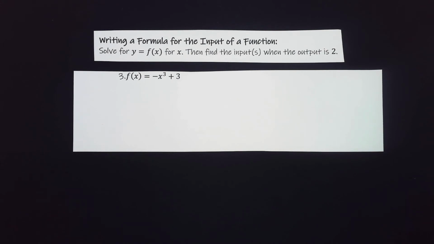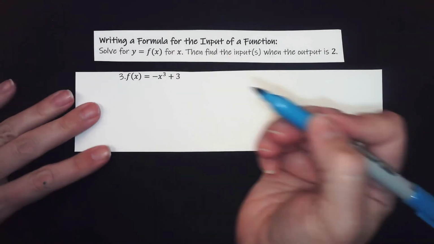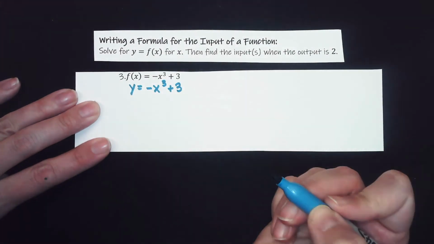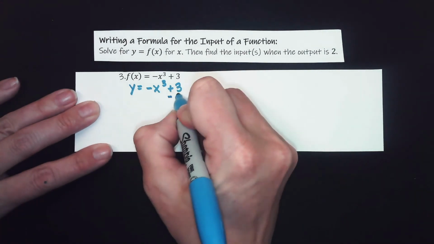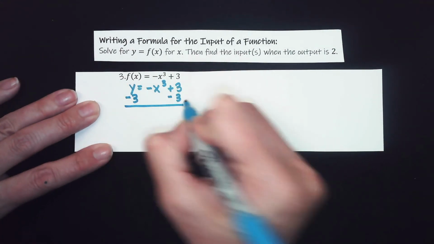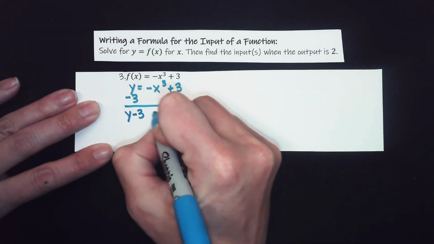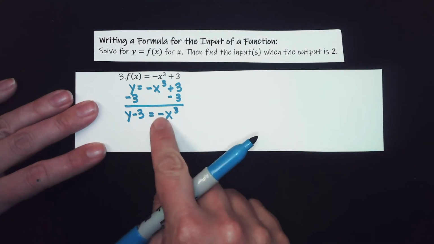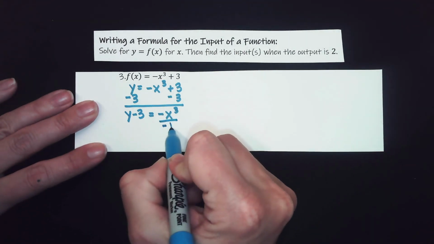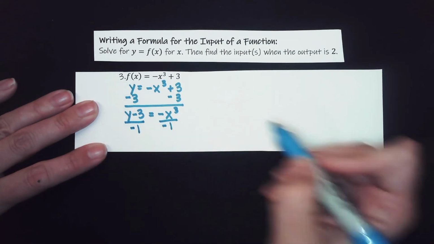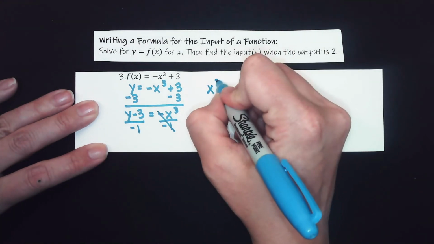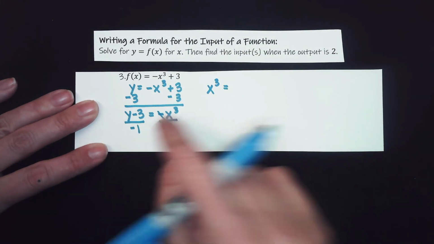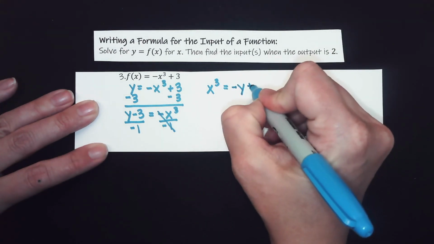We want to get x by itself, but first we have to put y in the place of f of x. So y is going to equal negative x cubed plus 3. Order of operations says to move the 3 first if we're trying to get the x by itself. So I have y minus 3 is now going to equal negative x cubed. Order of operations says I have to get rid of that negative, so I'm going to divide everything by negative 1. So that goes away, and I have x cubed on that side. On this side, if I just change the sign of everything, I don't have that negative 1 in the bottom, so it's going to be negative y plus 3.